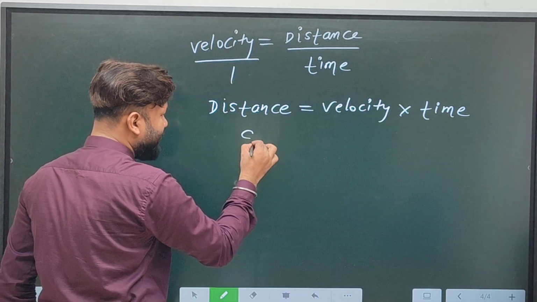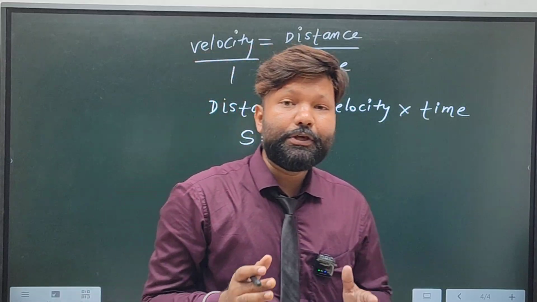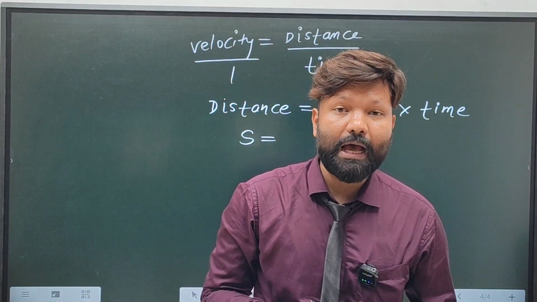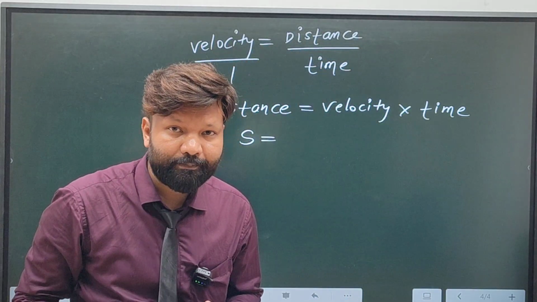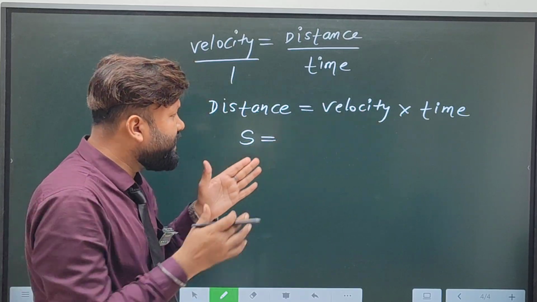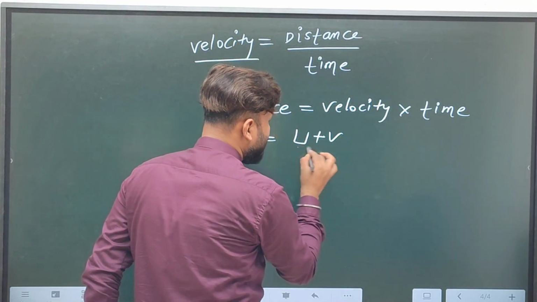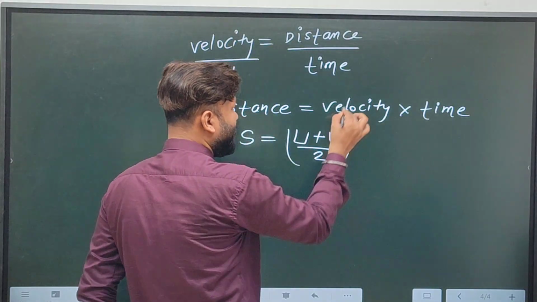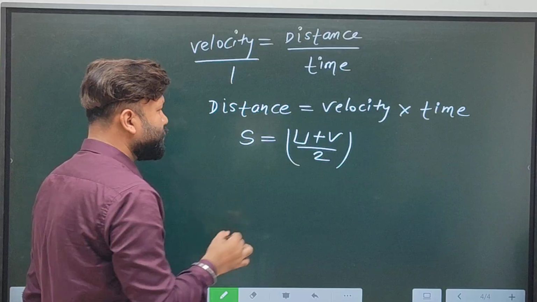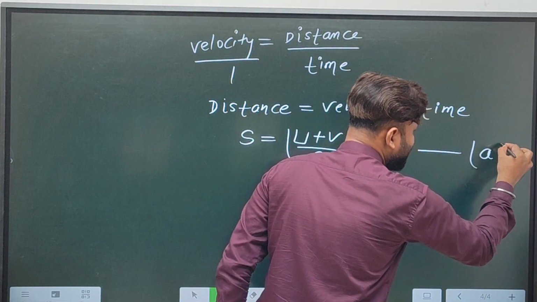Now distance denoted by s, velocity, here we will take velocity u plus v by 2. Now many will ask, sir, that is the average velocity. So here we cannot take initial, we cannot take final. So we are going to take the average velocity, that is u plus v by 2. In place of velocity, we will take u plus v by 2, and time t. Suppose this equation is a, students.